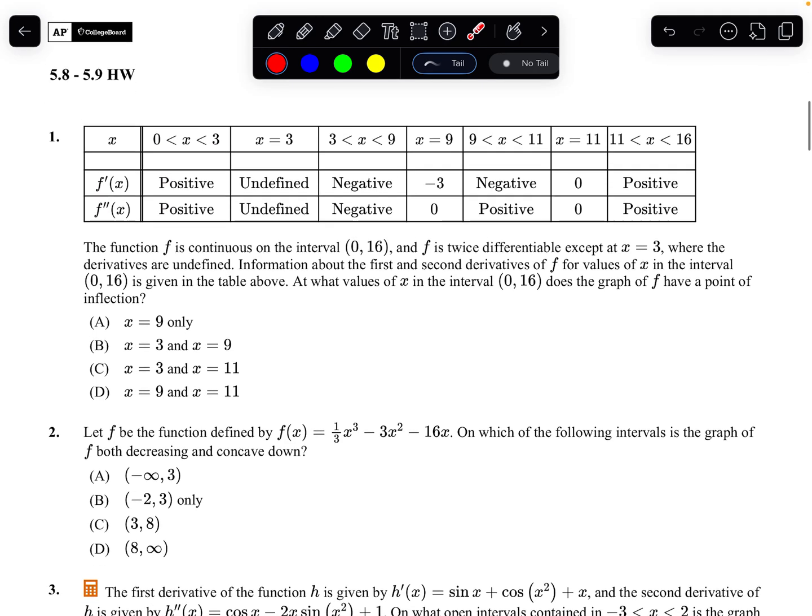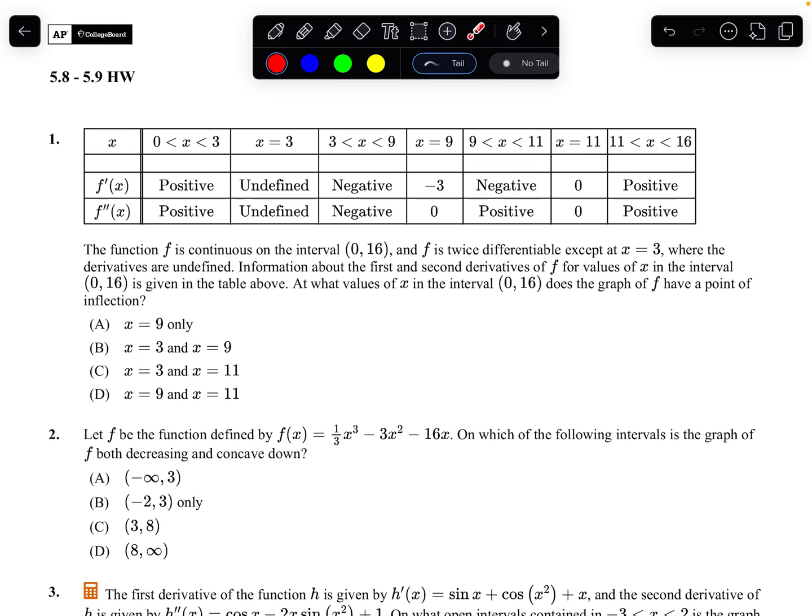So the function f is continuous on the interval from 0 to 16, and f is twice differentiable. Okay, except at x equals 3. I kind of paused right there. I'm like, f is twice differentiable. And then I saw this right here. I'm like, what? No, it's not. And then it says except at x equals 3. Okay, yep, we just got to finish reading. So f is continuous, and f is twice differentiable except at x equals 3, where the derivatives are undefined.